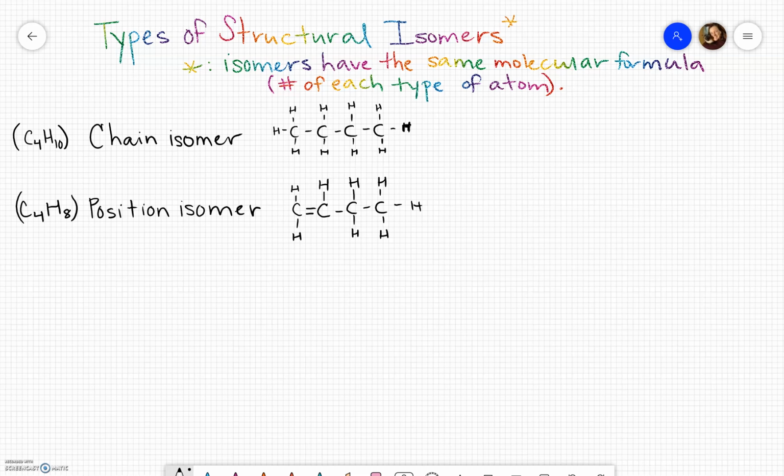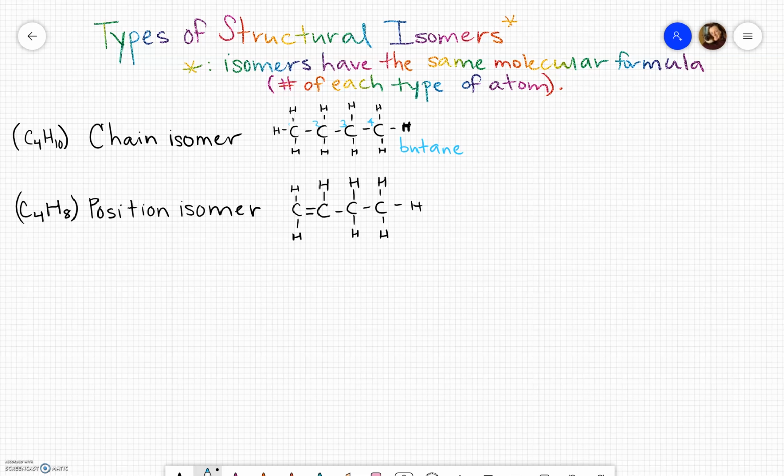So we've looked at two of these in the past already. We've looked at C4H10, a chain isomer, and here we have 1, 2, 3, all 4 carbons in a row, so we named this one butane.